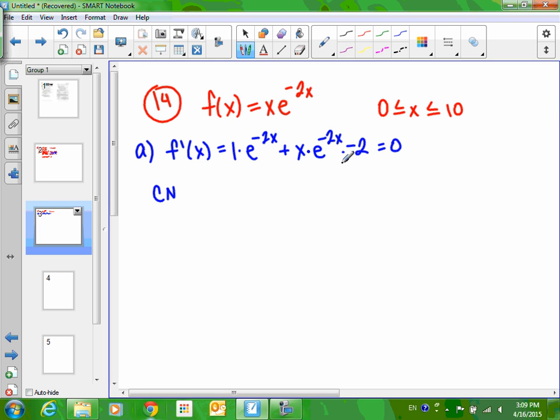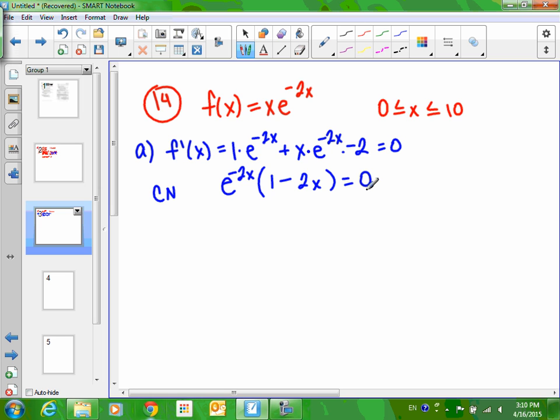We're going to factor. What can you factor in this problem? E to the negative 2x. And in the first group, you're left with a 1. What are you left with in the second group? An x and a negative 2. So I'm going to write that as a minus 2x.